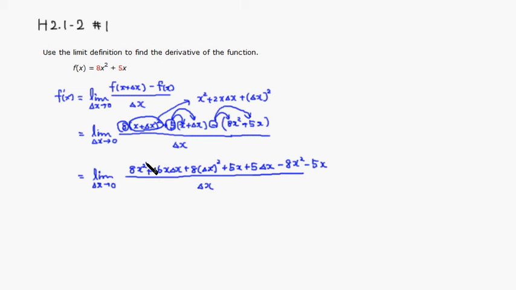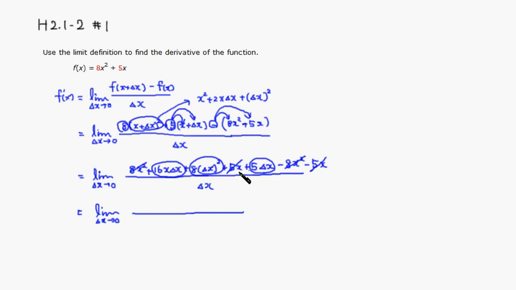So you can see that 8x squared minus 8x squared cancel out, and positive 5x minus 5x cancel out. What's left is three terms: 16x delta x, 8 delta x squared, and 5 delta x. So this is the limit as delta x approaches 0.